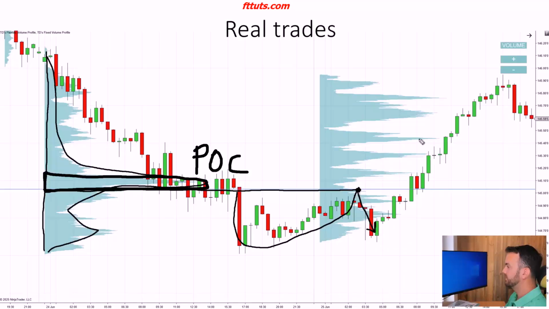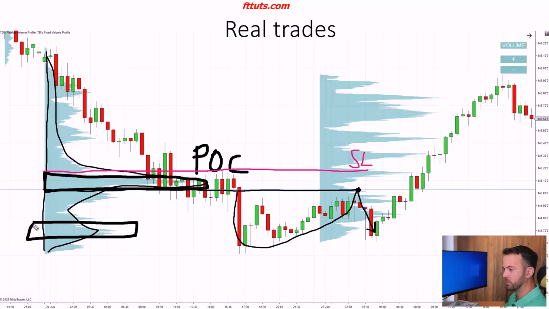The stop loss for this trade was in a low volume area. It was in here. And the take profit was based on a heavy volume zone standing in the way. And it was this heavy volume zone. So that's why the take profit was in here. It was a trade with positive risk-reward ratio. So it was quite a good trade.